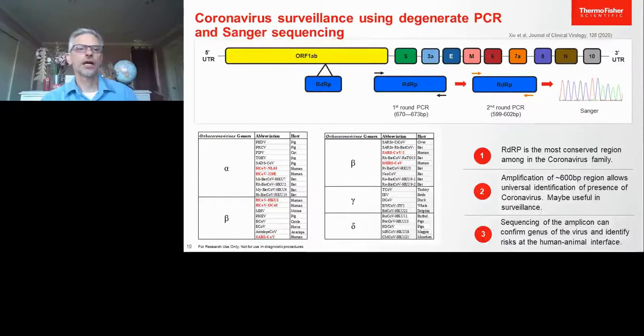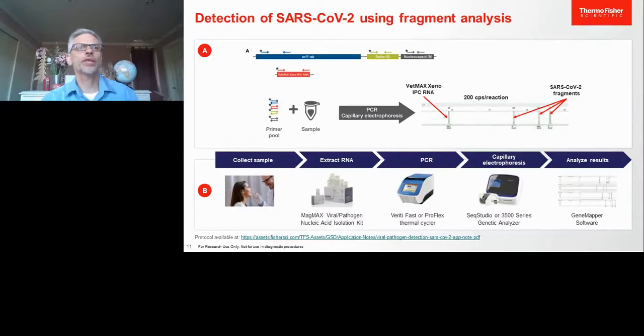So finally, I'd like to briefly describe an application of CE in the study of SARS-CoV-2 detection that is based on a fragment analysis approach. The workflow for CE fragment analysis detection is actually similar to qPCR. It starts with a collection of the sample via nasopharyngeal swab, and then extraction of the RNA, for example, using one of the kits from Thermo Fisher, a MagMax viral pathogen nucleic acid isolation kit.